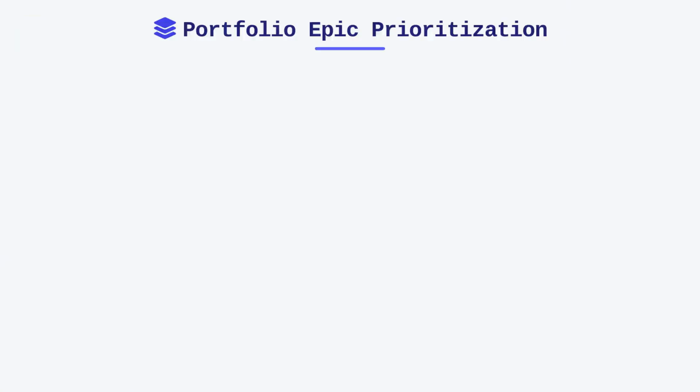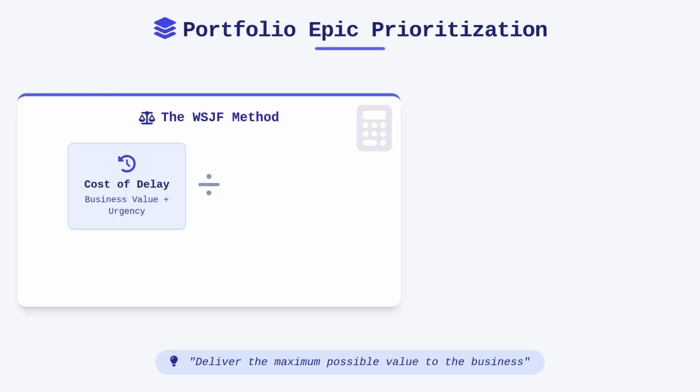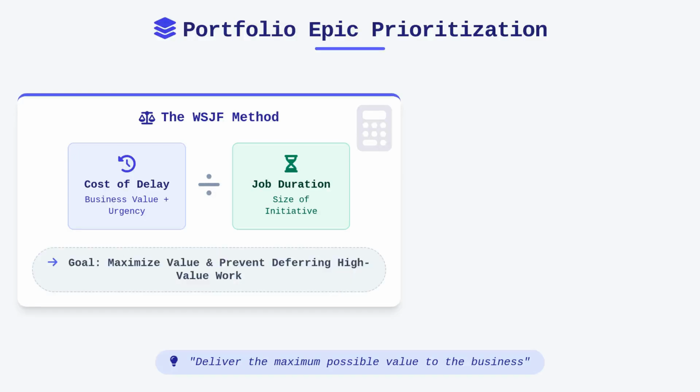Once epics are ready in the portfolio backlog, they must be prioritized to ensure they deliver the maximum possible value to the business. We use the weighted shortest job first method, commonly referred to as WSJF, to establish this priority. WSJF prioritizes work by dividing the cost of delay by the job duration, typically represented as the size of the initiative. This simple calculation prevents organizations from deferring high-value initiatives in favor of smaller, less important tasks.